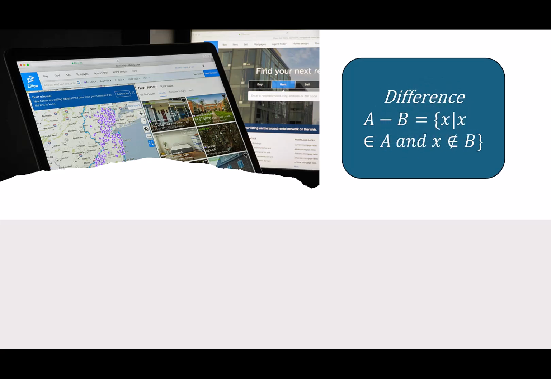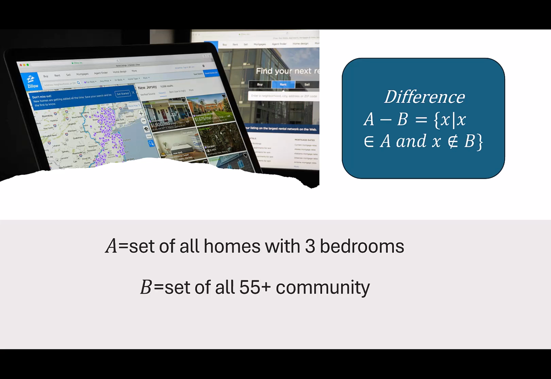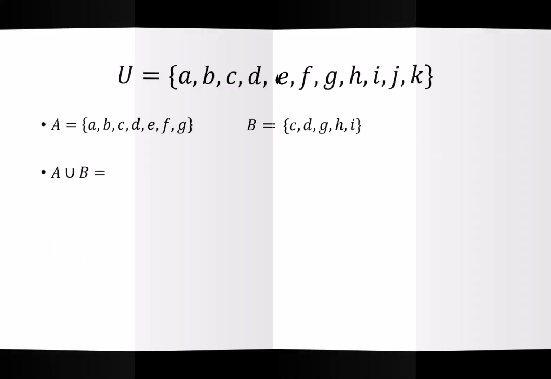Our last operation is the difference of sets. A minus B is the set of all X where X is in A and X is not in B. This means we're taking anything the two sets have in common and taking those elements away. So maybe we're back to A being the set of all homes with 3 bedrooms and B being the set of all 55+ community homes. If we did A minus B, we would end up with the set of all 3-bedroom homes that are not in a 55+ community.